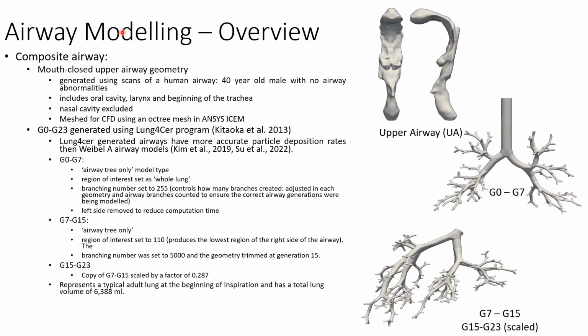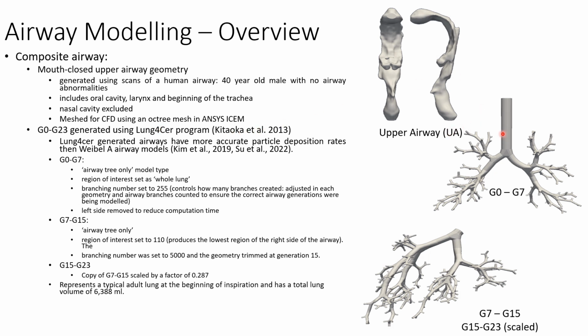Now we implement this droplet growth model within a CFD simulation of flow in the airway, and the airway is a composite of four sections. First, a mouth-closed upper airway geometry. So that's this here. Here's the mouth, and then it goes on through the oral cavity, the larynx, and the beginning of the trachea. And this was generated from scans of a human airway, a 40-year-old male with no airway abnormalities. Nasal cavity was excluded, and it was meshed for CFD using an octree mesh in ANSYS ICEM.